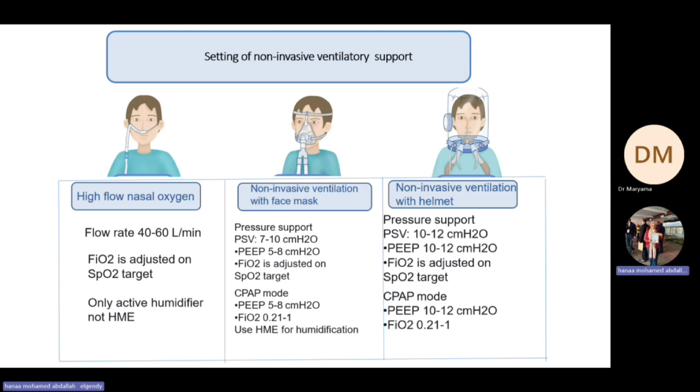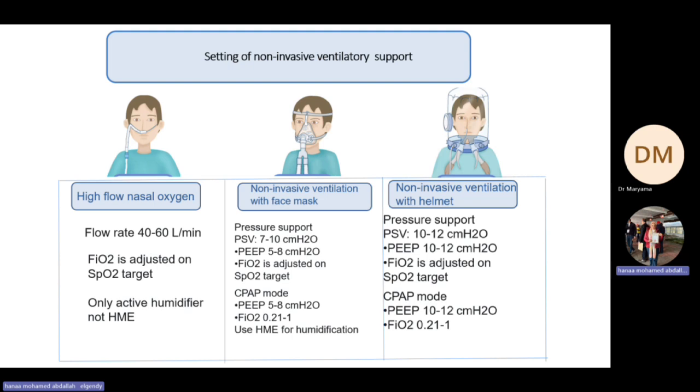Then we adjust the FiO2 to reach the target SpO2 according to the patient condition. While in non-invasive ventilation using the face mask or nasal cannula, we also use non-invasive ventilation with helmet pressure support. We can use higher pressure support in the helmet. In non-invasive face mask, we use a pressure support of 7 to 10. We reach up to 12 in non-invasive ventilation with helmet. Also, we use higher PEEP in the helmet, up to 12 centimeter water.